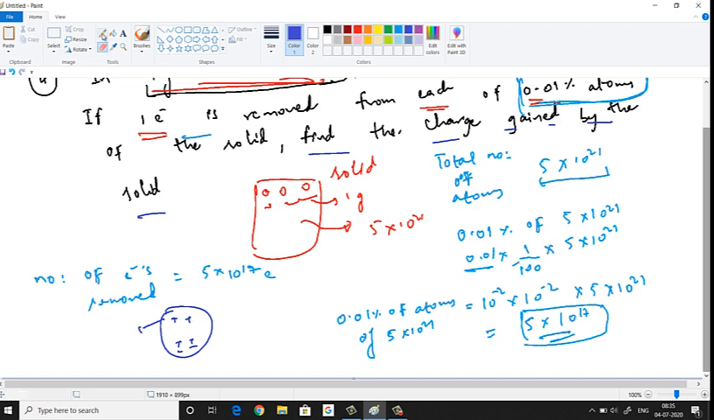Okay. So now what is the charge left? So you have plus 2 and this is 0, plus minus plus minus. So what is the net charge, Q net? So basically if we remove electrons, you will be left with positive charge.